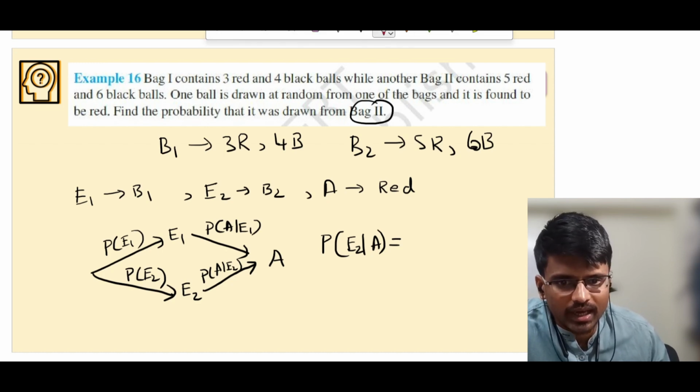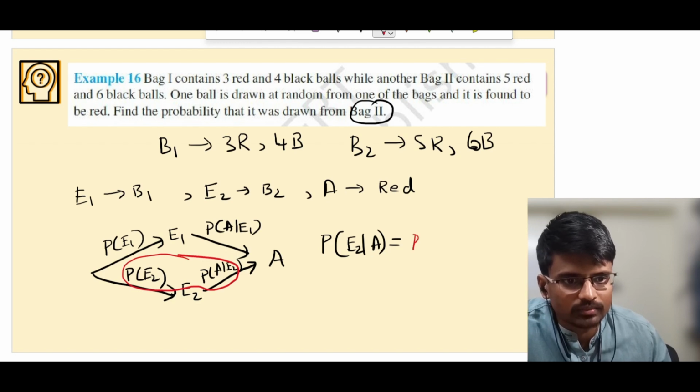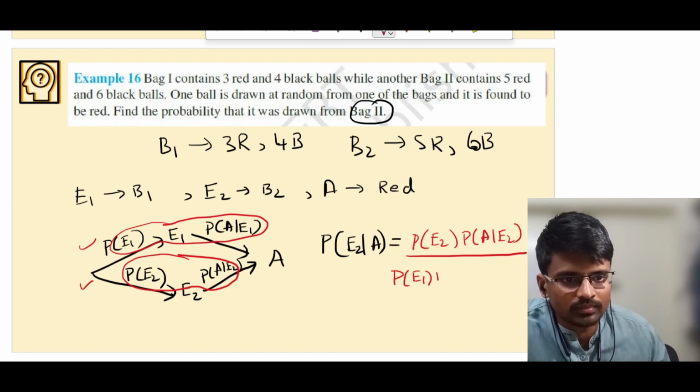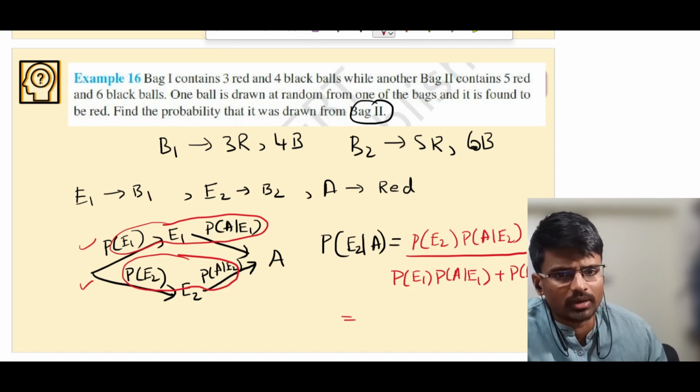Yes, you are right. I'll have to multiply these two terms, and that will be my numerator, probability of E2, probability of A when E2 has occurred. For my denominator, I'll have to take both of these, this one as well as this one. It will be probability of E1, probability of A when E1 has occurred, plus probability of E2 and the probability of A when E2 has occurred. That's it. You just have to put it in the formula.